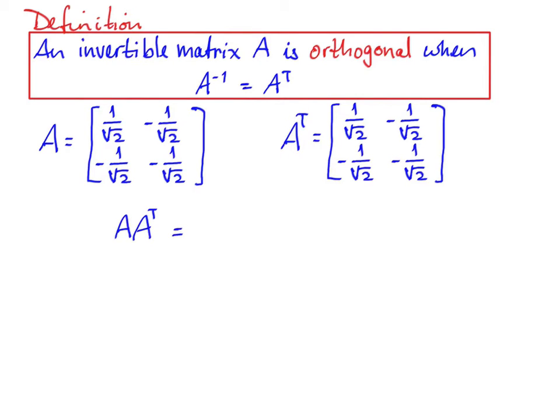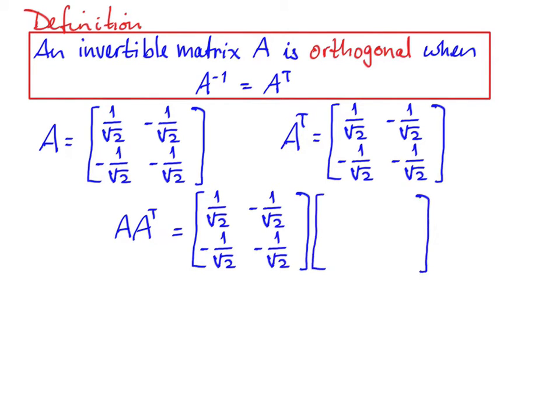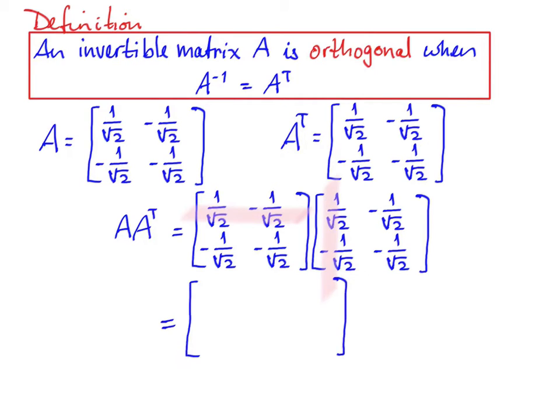So let's do that. Writing down A and writing down A transpose, which happens to be the same matrix, and then multiplying those two. Remember how we multiply two matrices: the entries in the first row of the first matrix times the corresponding entries in the first column of the second matrix give me the first entry in the first row, first column of our product. So we end up here with 1/2 plus 1/2. And then we do the same thing for the first row, second column.